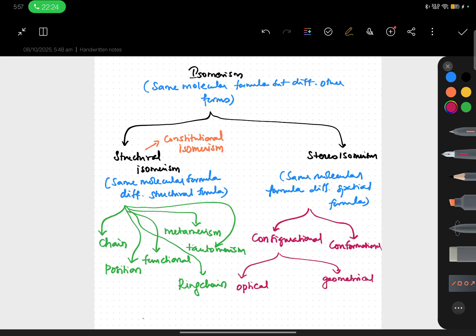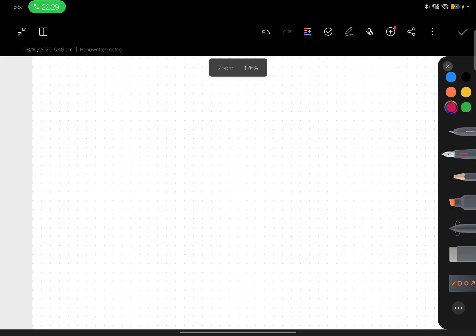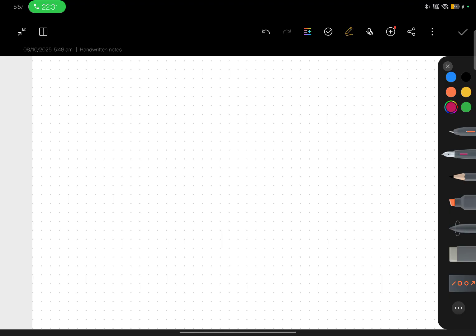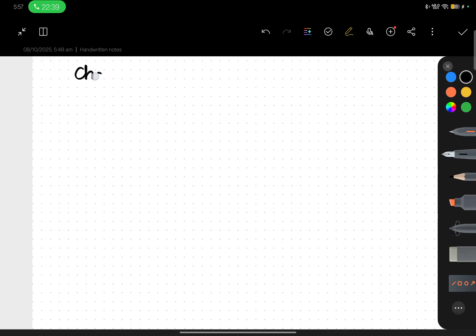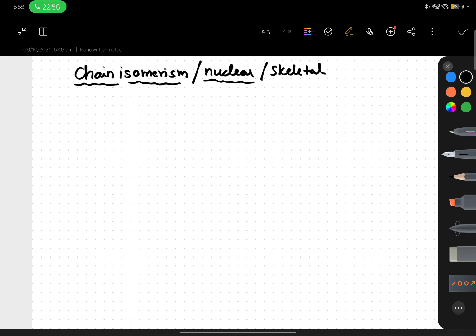Copy, sir. So shall we see one by one? Write down, the first heading would be chain isomerism, or it is also called nuclear isomerism, or it is called skeletal isomerism.